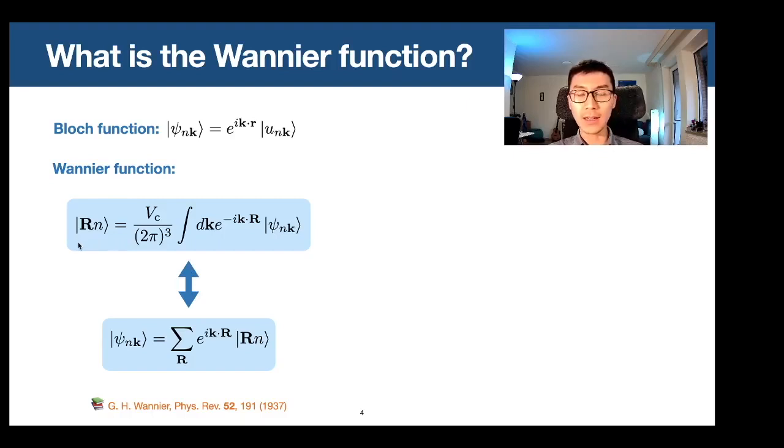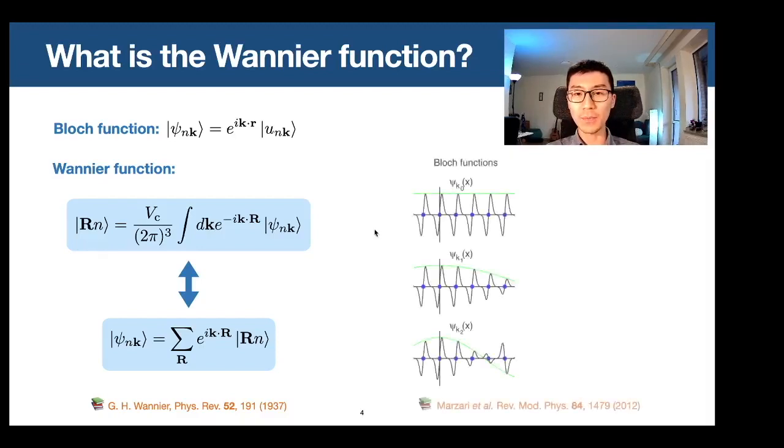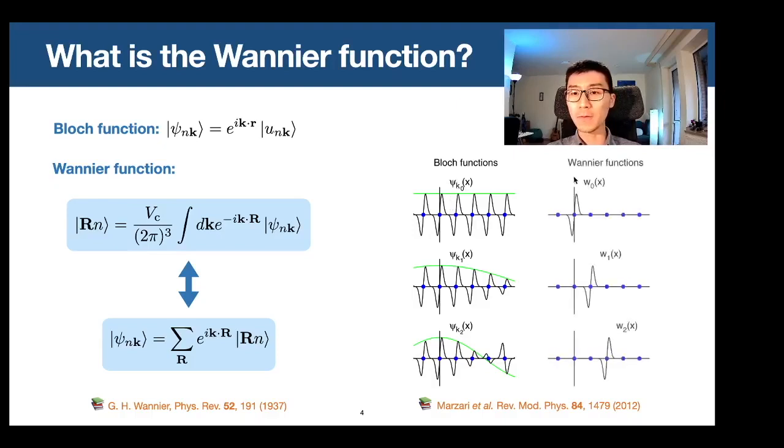Certainly this is not an eigenstate of the Hamiltonian, but there is an advantage because this function is well localized in real space. Bloch functions are quite spread out and periodic, and they are labeled by the crystal momentum K. But Wannier functions are localized around the Bravais lattice vector R, and the index is R. So for 0, 1, and 2, they are localized at different Bravais lattice sites.